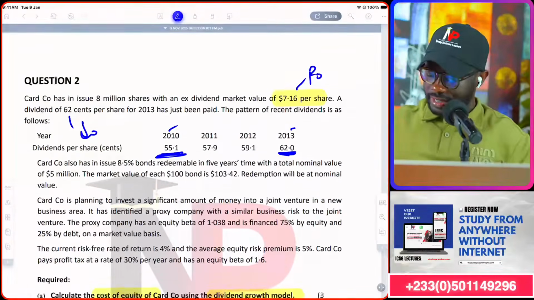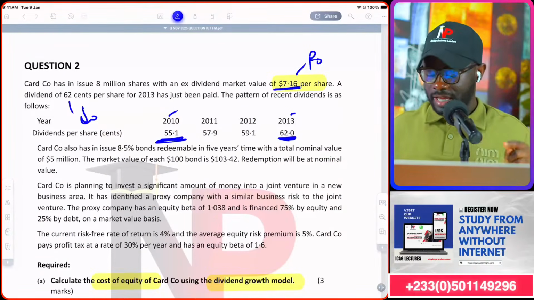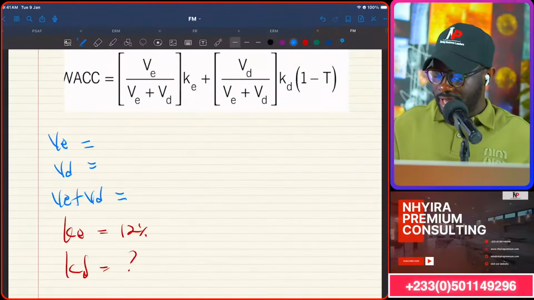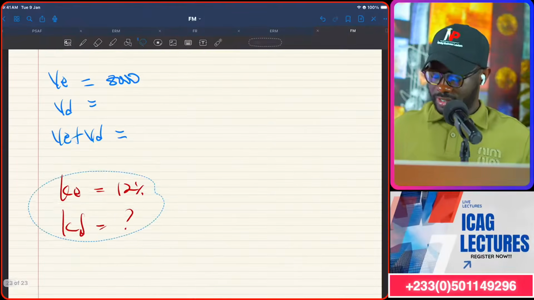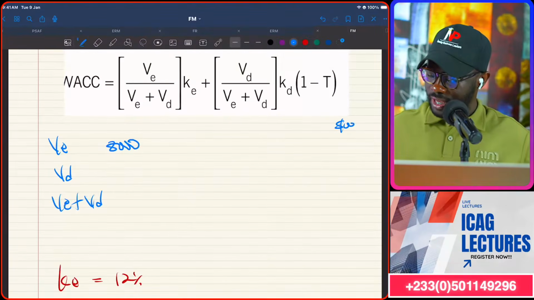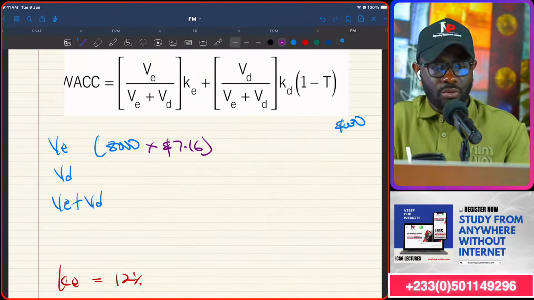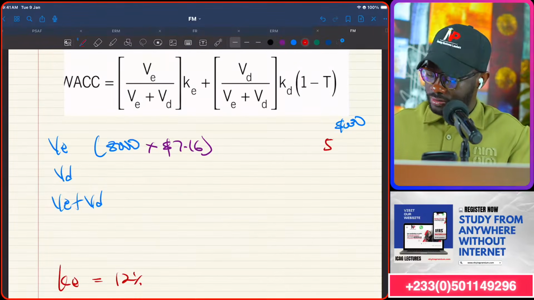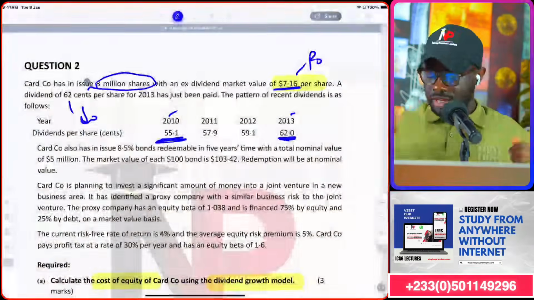We can get VE easily because market value per share is $7.16, and there are 8 million shares in issue. So if we go like that, then it is going to be 8,000, assuming we tell the examiner we like to work 3 zeros up. Let me see if I can do some better presentation here. So VE should be 8,000 times 7.16. So what do we have? 8,000, 7.16. That is 57,280. So that is VE, value of equity. Then we need VD. Let's go read.